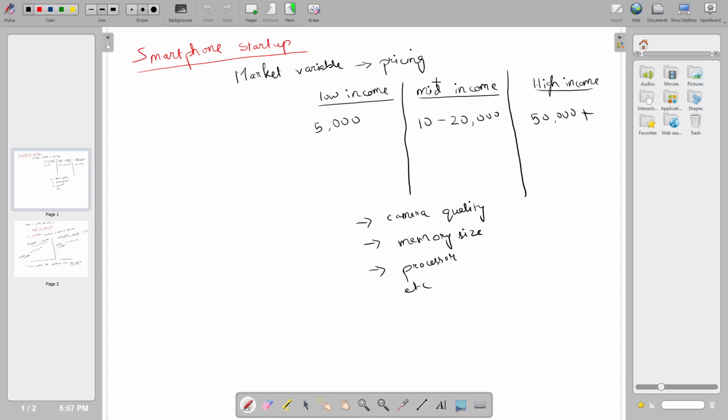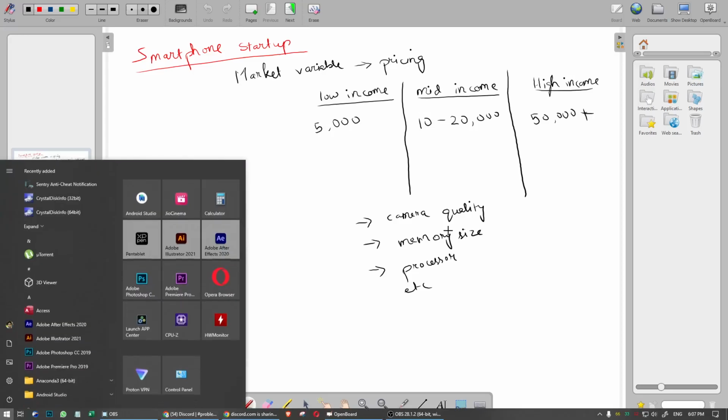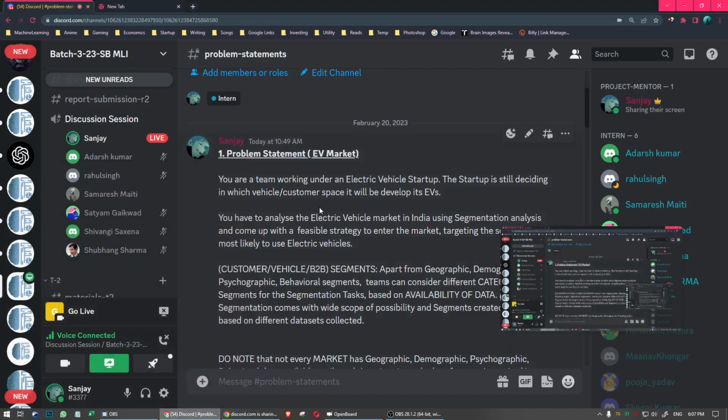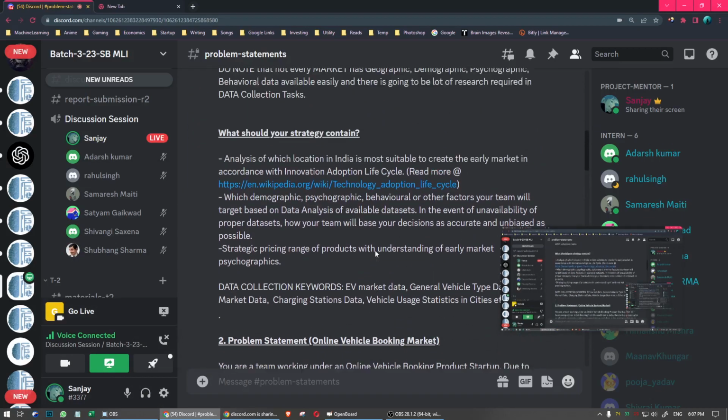Based on pricing, let's say you pick the mid income group. Based on camera quality, you pick average quality. Based on memory size, you want to give your customers some gaming performance, so you target, let's say, 6 GB RAM. This is an example of market segmentation. You have to perform the same in this EV market or online cab booking market.